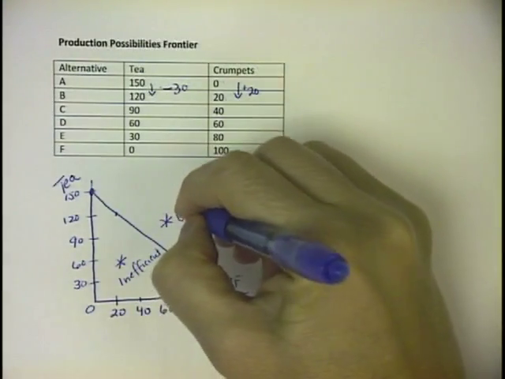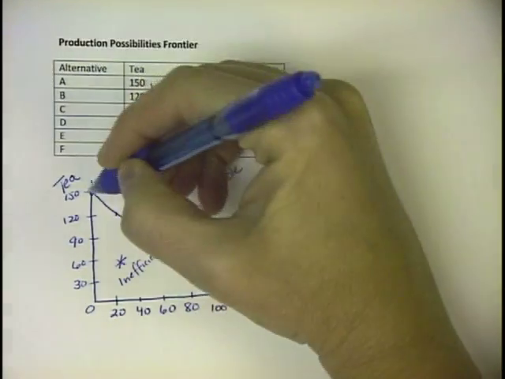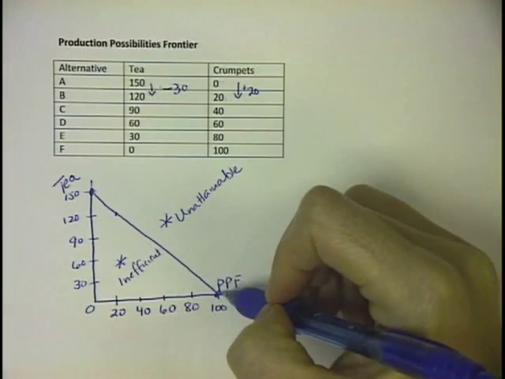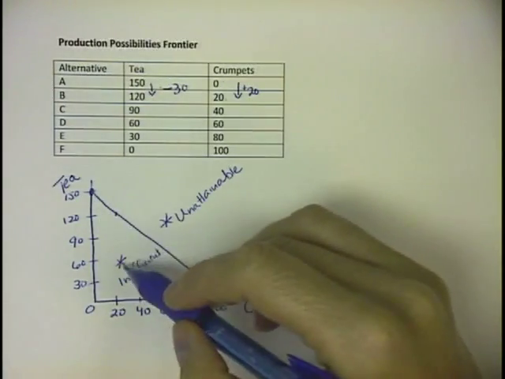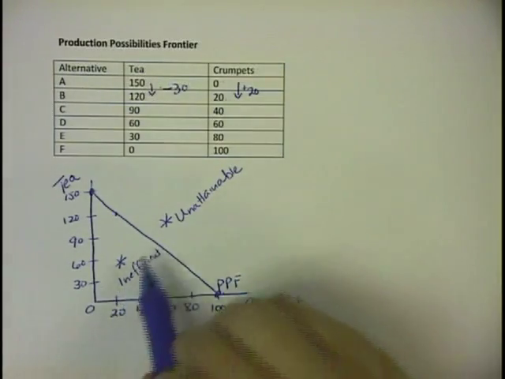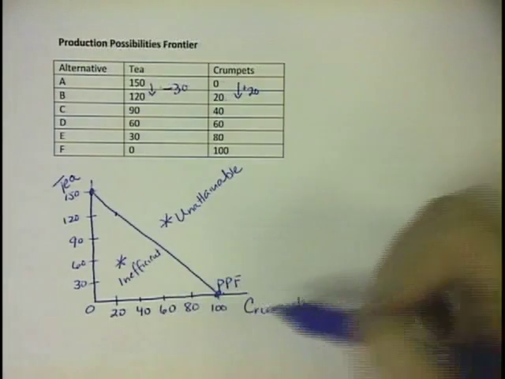This is unattainable. So this PPF, as I said, is the boundary between those combinations of goods that we can produce and those that we can't. We can produce anything on the line and inside. We don't want to produce inside because it's inefficient. But everything out here is unattainable. Okay, so that's how we make our PPF.